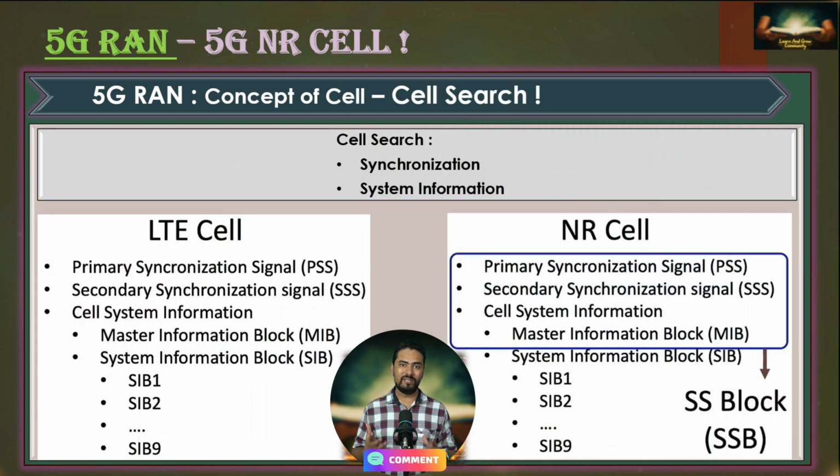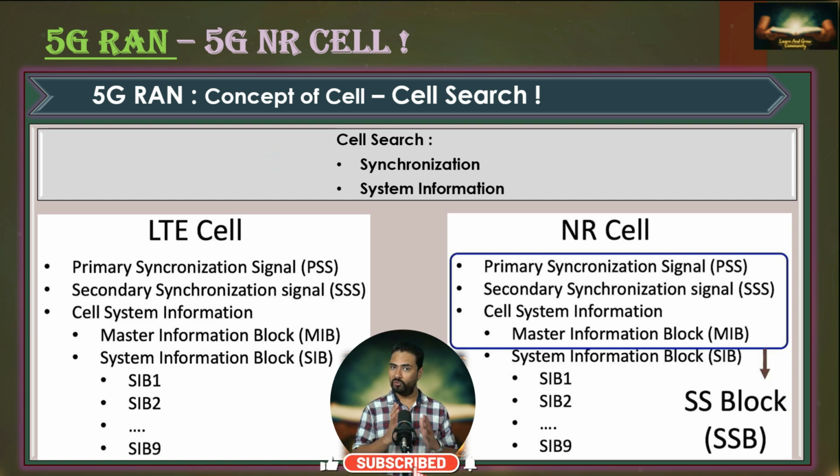Now let's talk about cell search. When a UE or device is turned on or when it moves into a new cell, it has to synchronize with the serving cell, and it has to obtain basic information about the cell like system bandwidth, etc. This is the initial step, and this synchronization must happen before any transmission or reception of data to the device.